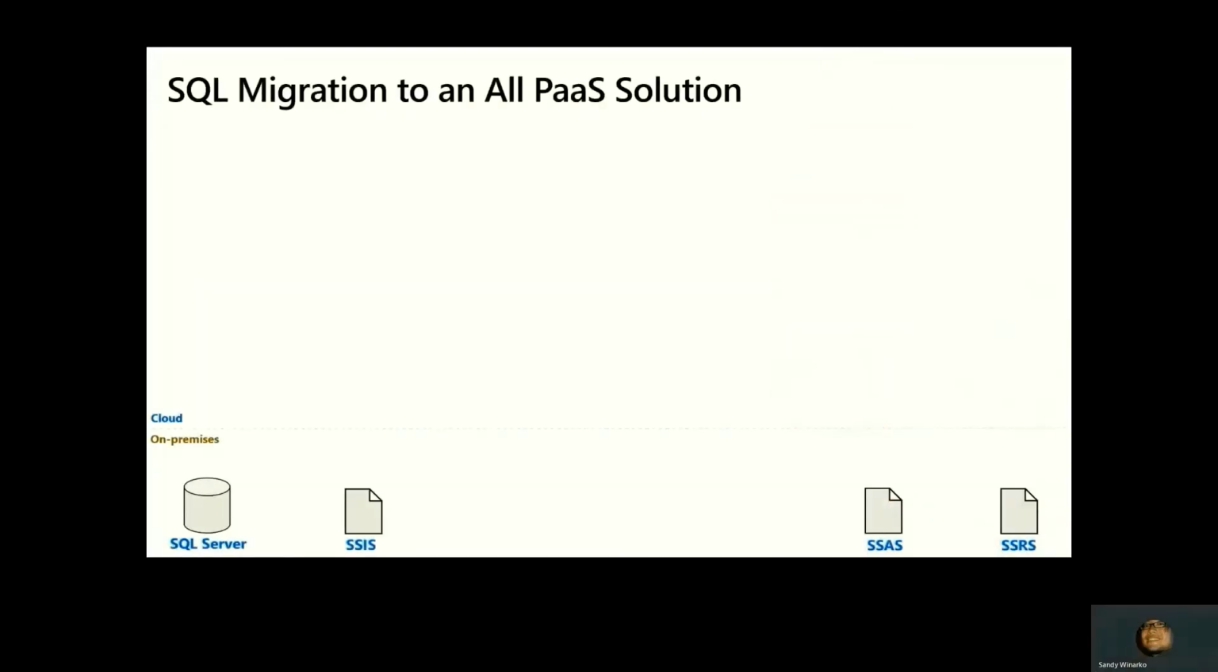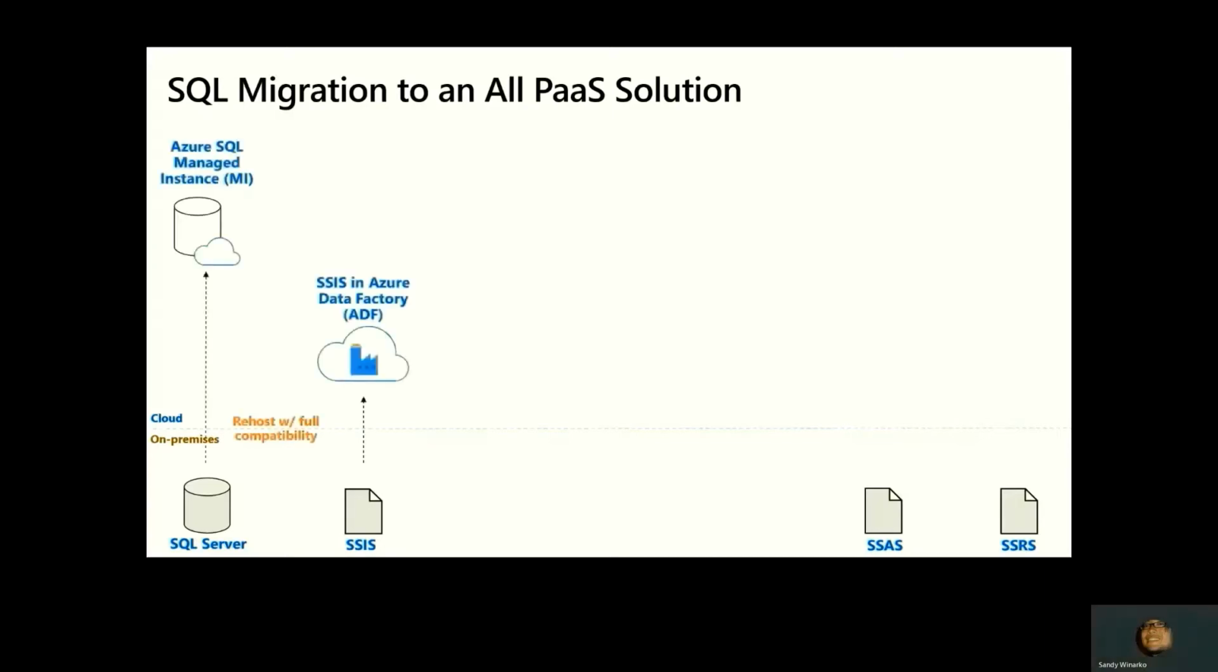We start with a typical SQL Server estate on premises, including its bundled value-added services or VAS, such as SQL Server Integration Services or SSIS, SQL Server Analysis Services or SSAS, and SQL Server Reporting Services or SSRS. When you migrate your SQL Server to the cloud, we recommend an all PaaS solution of Azure SQL Managed Instance or SQL MI and SSIS in ADF to separately host your database and ETL engines respectively.